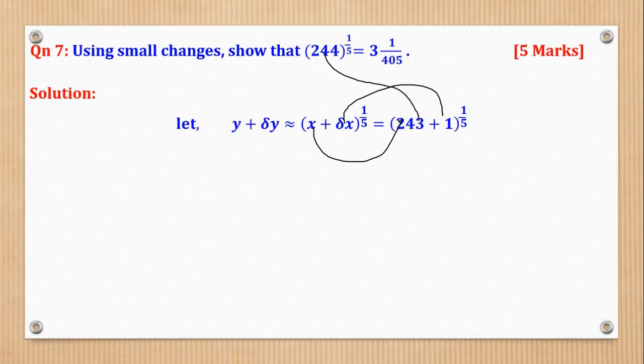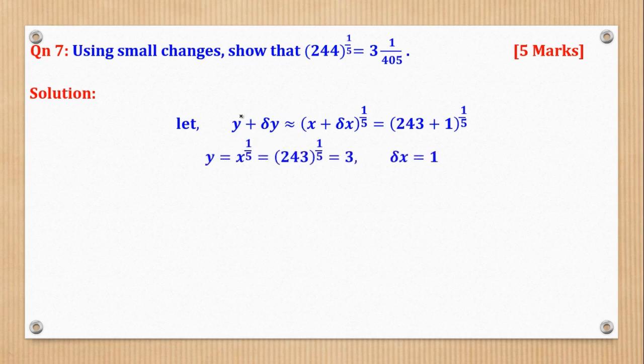So why are we using 243? It is because if you press your calculator, 243 to power 1 over 5, you come up with an exact value which is 3. So if this is equal to this, it means that y will be equal to x to power 1 over 5, which is 243 to power 1 over 5, and it is 3. And small change in x is 1.